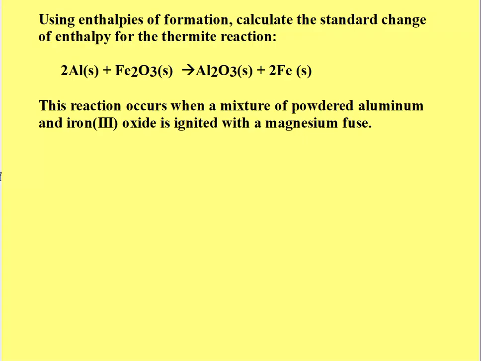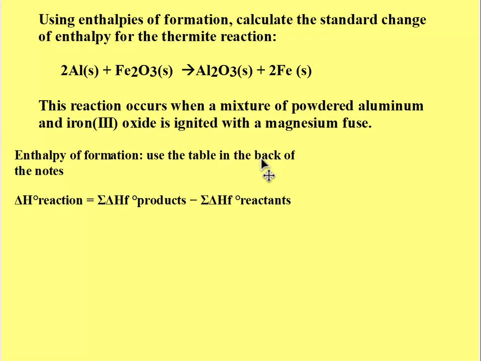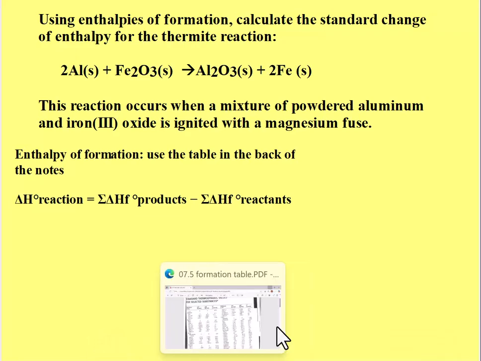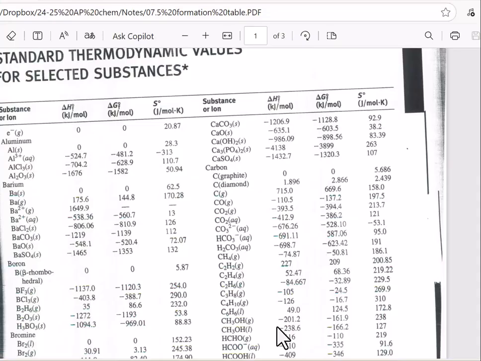So another type of problem that you could see is where you're going to first have to calculate that delta H. To calculate the delta H, we can use the enthalpy of formations from the back of your notes and use the equation delta H is equal to the sum of my products minus the sum of the delta H of formation of reactants. So first we have aluminum solid.